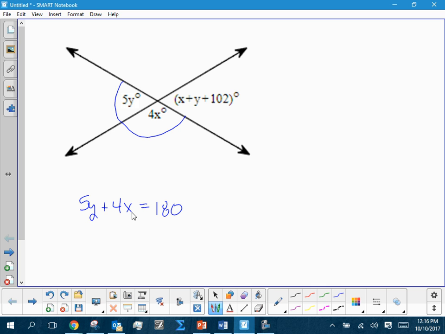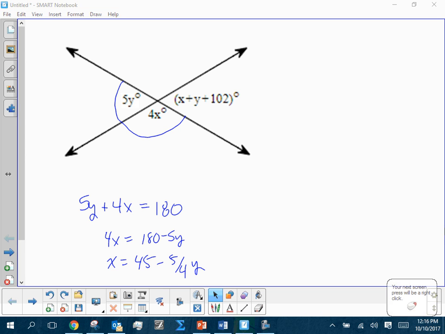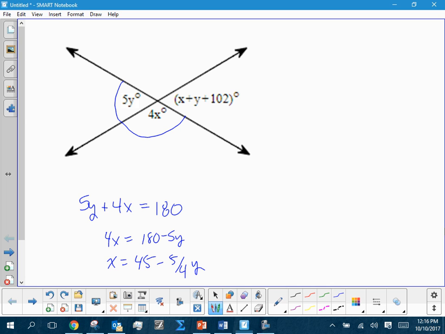What we can do, I'm not saying do this, but you could do this. And you worked a little bit in algebra doing this stuff last year. I'd go 180 minus 5y. And I could say x then equals 45 minus 5/4 y. Okay? I can solve for x. Okay? But what happens when I solve for x is that I still end up with an expression over here in terms of y. Does that make sense? Okay? I didn't get one concrete numerical value back.